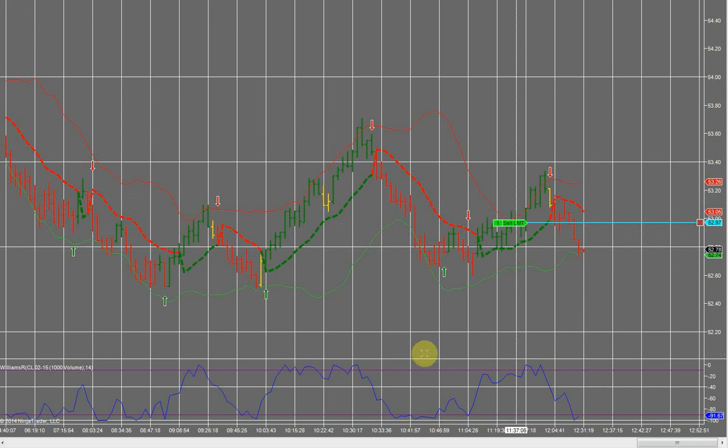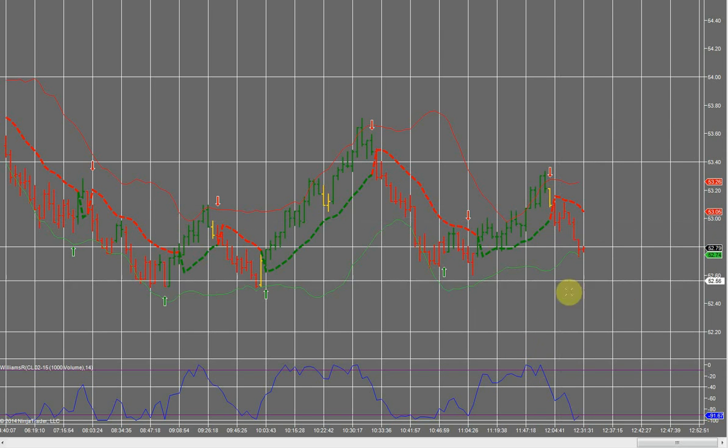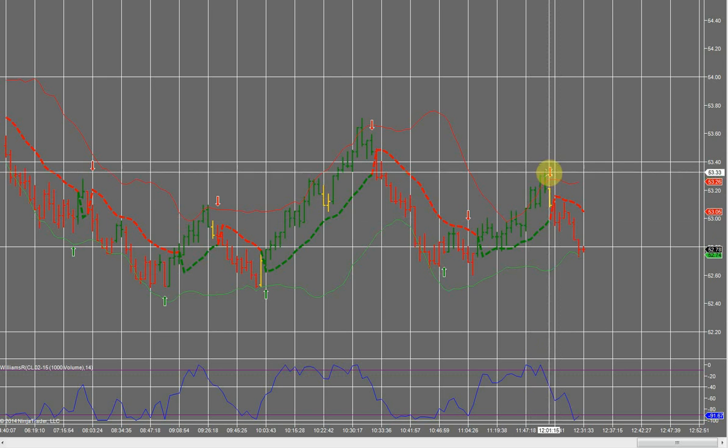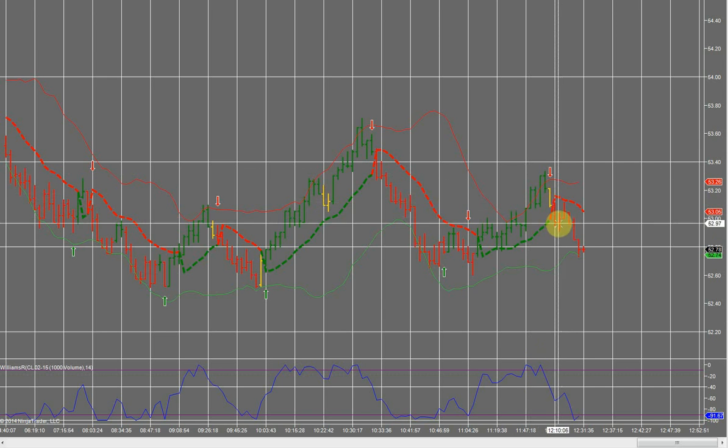Alright, talked about the Williams R. It's just another, basically a safety indicator. Go ahead and cancel that. Order canceled. So once you see that, it's a very good sign that the market is going to be going short, and it just kind of reinforces the indicators we already have here.